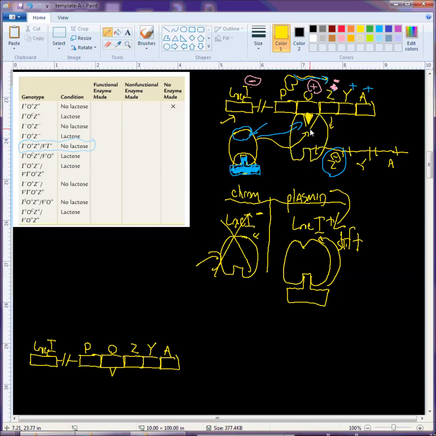Because it can bind to the operator when there's no lactose around, right? So if there's no lactose, it can bind to the operator, and it will block RNA polymerase. And because RNA polymerase is blocked, no transcription of the structural genes, and no enzyme will be made. No enzyme made. Let's take a look at the next one now.